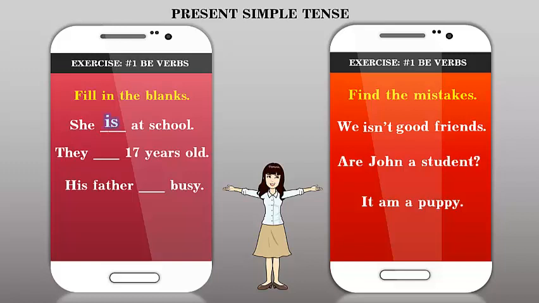For the next one, it says, they blank 17 years old. The subject of this sentence is they. What be verb do we use for they? The correct answer is are. The next sentence says, his father blank busy. The subject of this sentence is his father. What subject pronoun do we use for this father? The correct answer is he. Remember, for he, she, it, the be verb is is.